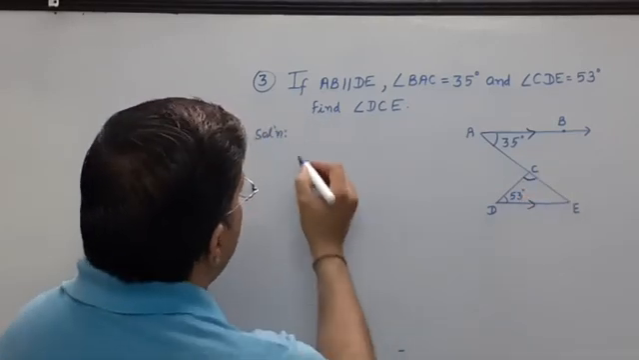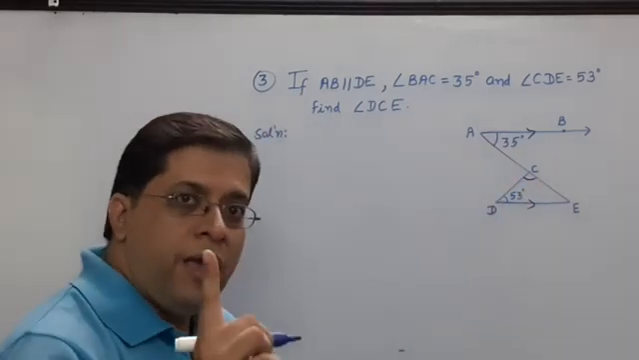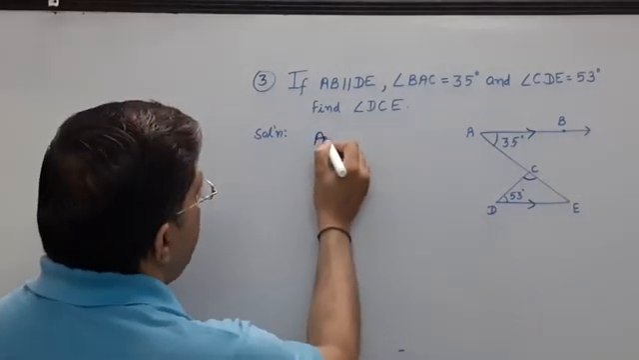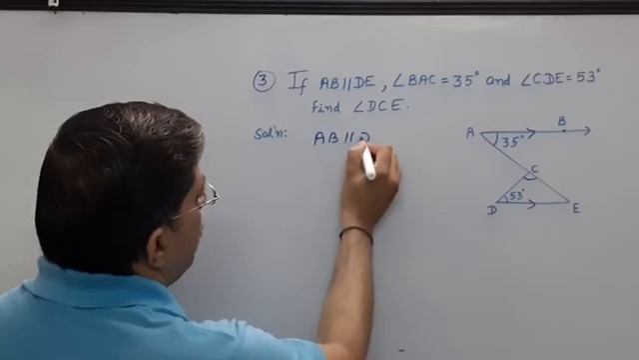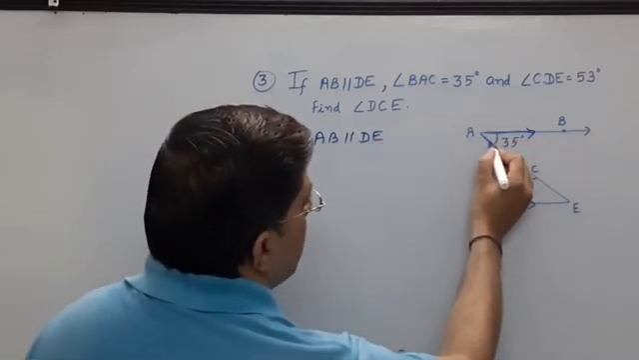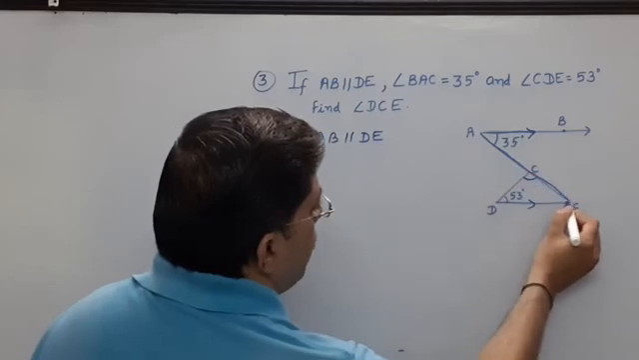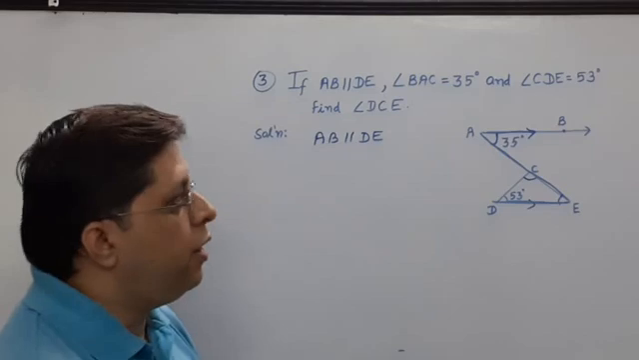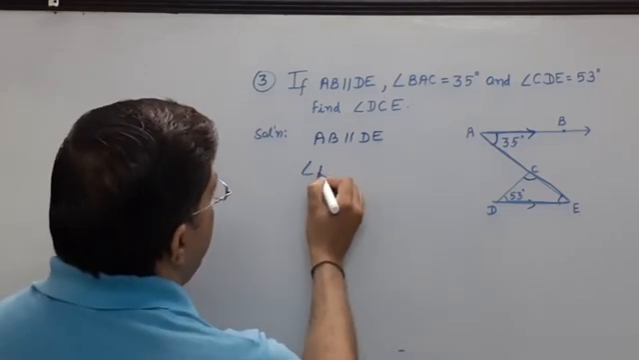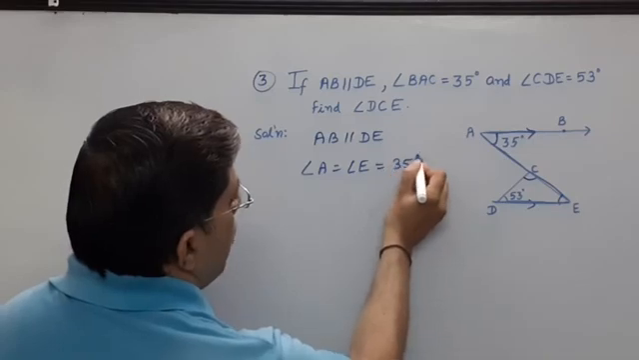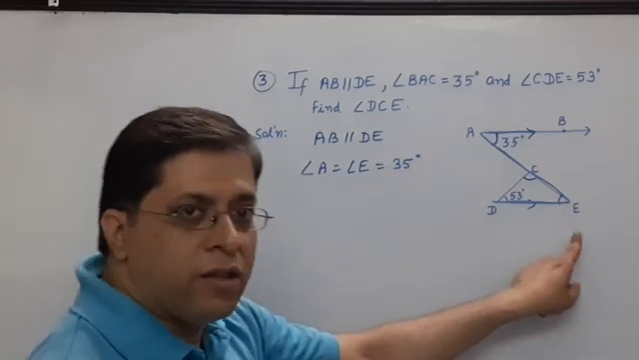Because it is given to you AB is parallel to DE, I am writing here AB is parallel to DE. Now see the formation of Z. Then these two angles will be alternate interior angles. So I can say angle A equal to angle E is equal to 35 degrees.